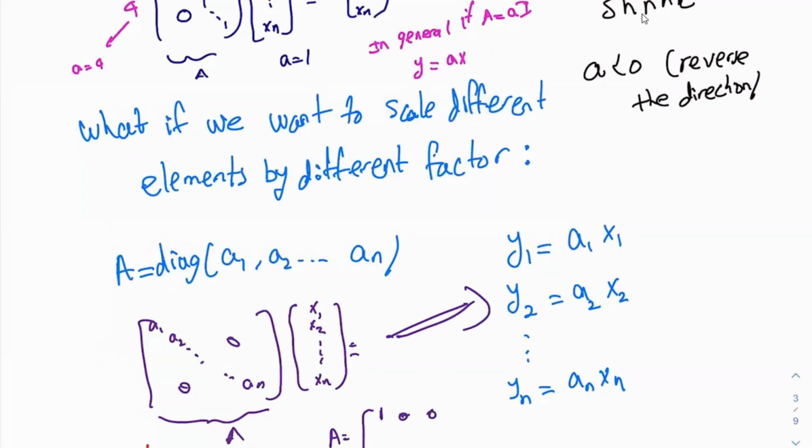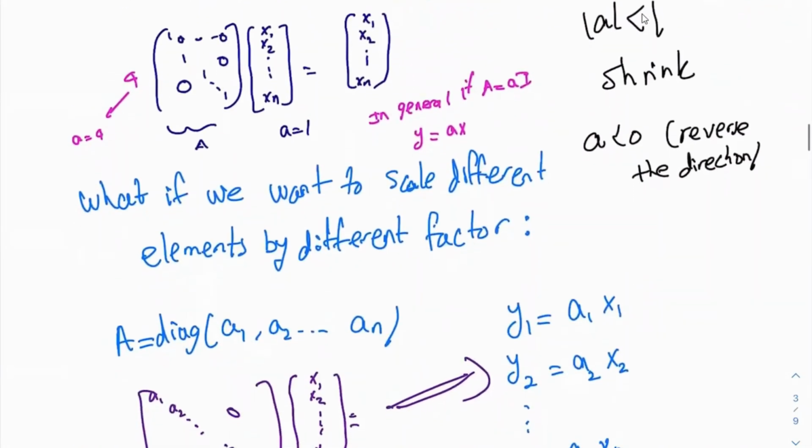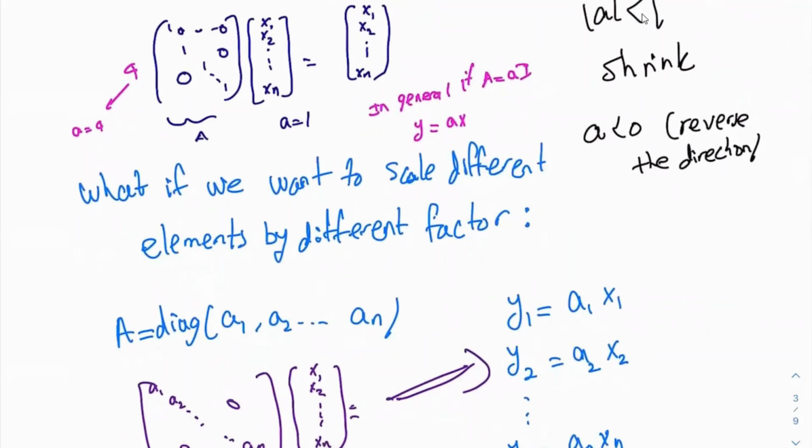A2 can be, I don't know, 2, and A3 can be 3. So we scale the first component of x by 1. We are not changing that. The second one, we multiply by 2. We scale it by 2 with the same direction, of course, because A is positive. And then the third component, we scale it by 3. So this is called dilation sometimes. But let's consider it as a scaling with different factors, multiple different elements of x by different factors.